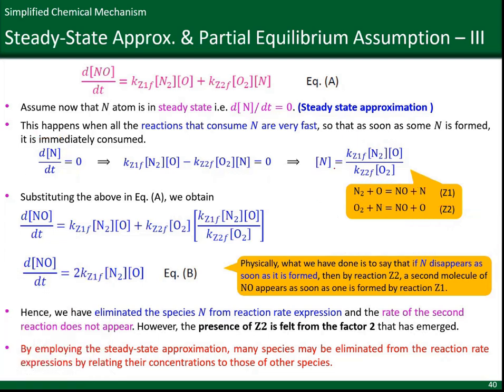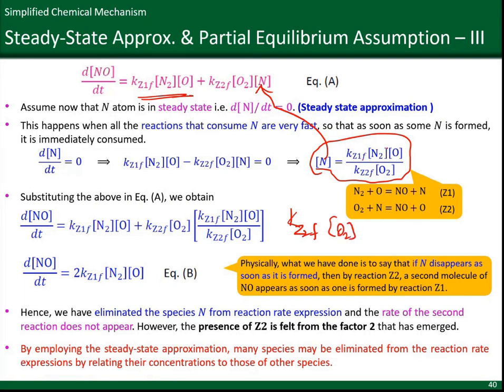So now once you're able to write an expression for nitrogen atom in terms of the other species, we can simply use this and replace the nitrogen atom in this particular equation A. Okay, so the first term remains as it is. All right, there's no nitrogen atom in there. The second term becomes something like K Z2F times O2 times N.